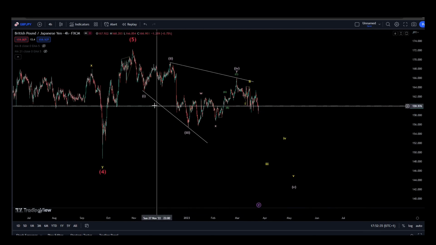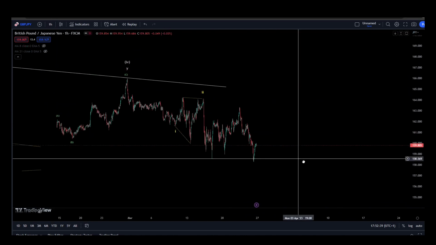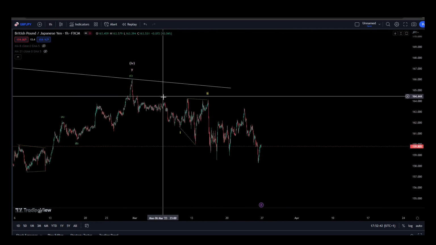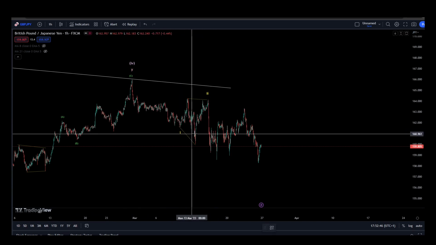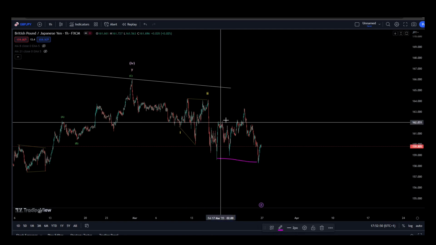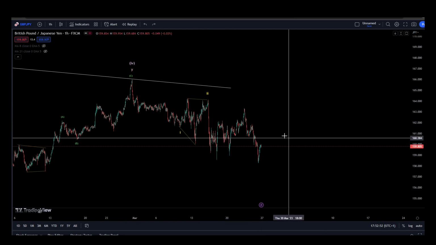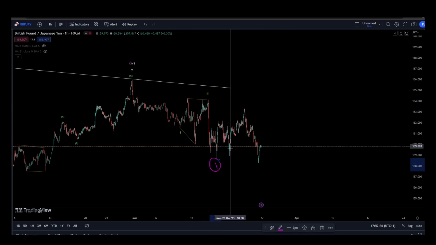So in pound yen, obviously from what we had last week, we've had a wave 1 here in a leading diagonal. Then we had an A, B, and a C into a wave 2, and we currently have this market where it's moving a bit sideways again. Now I do think that this is basically a wave 1 of wave 3. We have an A, B, C.